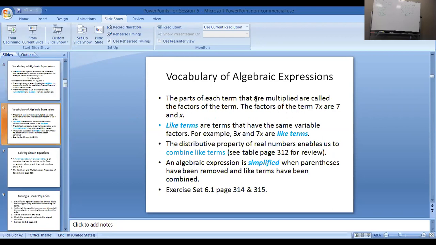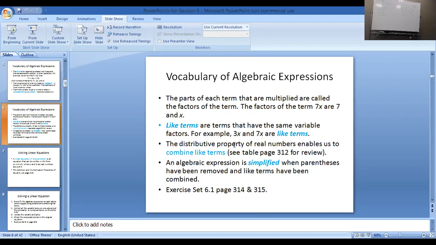The parts of each term that are multiplied are called the factors of the term. For example, when we have 7x, the factors are 7 and x. Then like terms are terms that have the same variable factors. Like 3x and 7x are like terms. I'm not saying that they are identical, but they are like terms. They have a coefficient and they have a variable. All right? We can combine like terms.